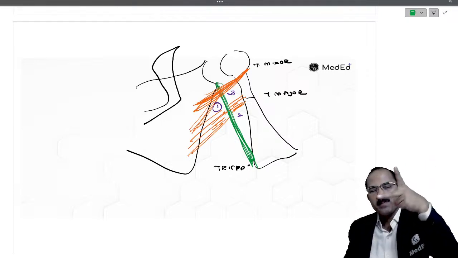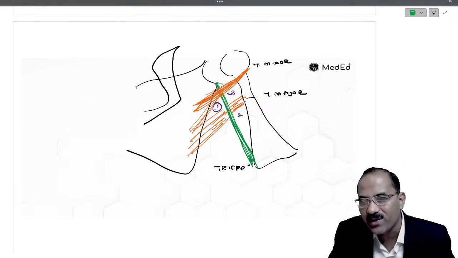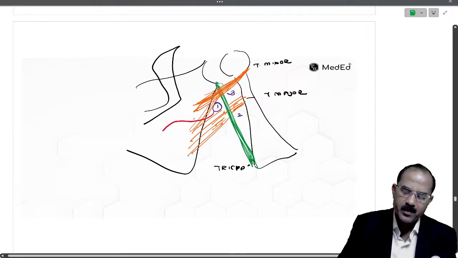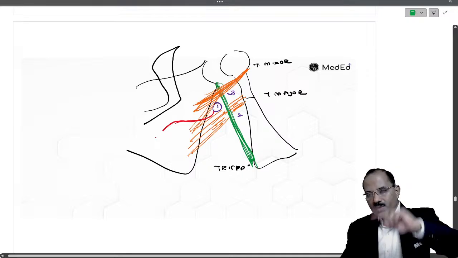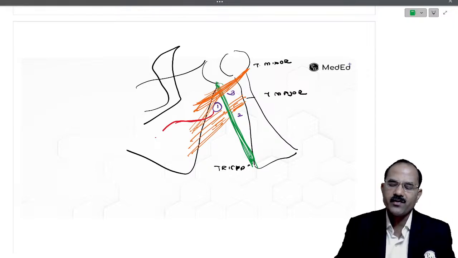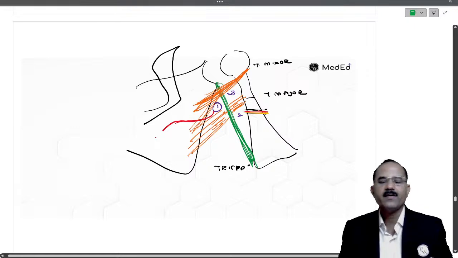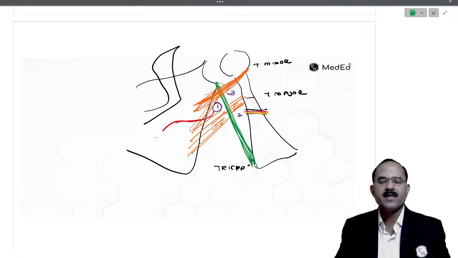Clear? So what are the boundaries of upper triangular space? The teres minor, the teres major, and the long head of triceps. And who's the content here? The circumflex scapular artery. Okay, that's the circumflex scapular artery. Lower triangular space, what is that? Teres major, the long head of triceps, and the shaft of the humerus. What lies here is the spiral groove, and the content is the radial nerve and the profunda brachii artery. Radial nerve and the profunda brachii artery. Clear? Yes, Hemant, very good.